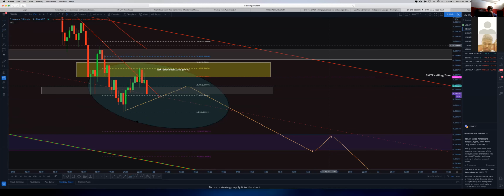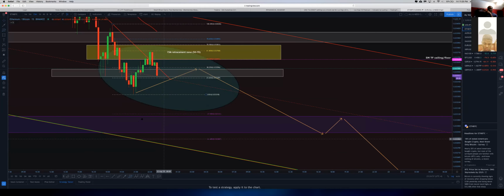So I have this zone here, which would have been take profit into a sell. Oh, you drew the profit fibs, nice.